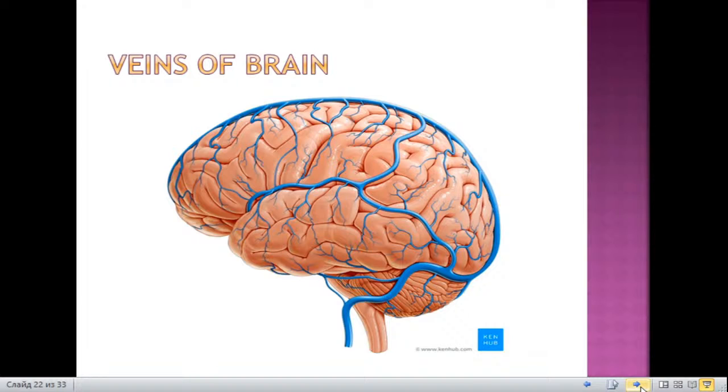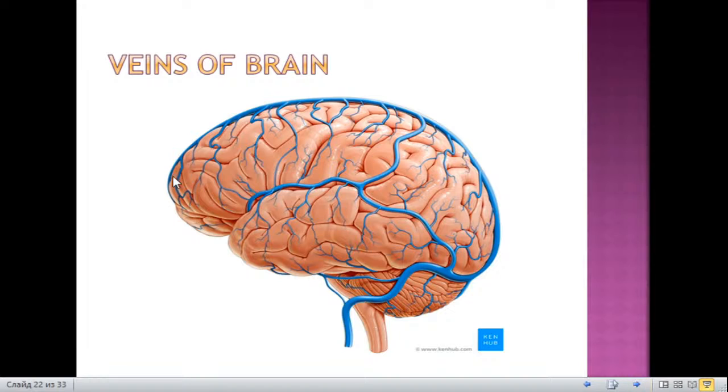So we divide all of the veins of the brain into superficial and deep veins. In this picture you see superficial veins. Respectively, we have basal superficial veins. It's not difficult to understand what they do. So just these veins collect blood from the cortex and drain directly into the closest sinus.